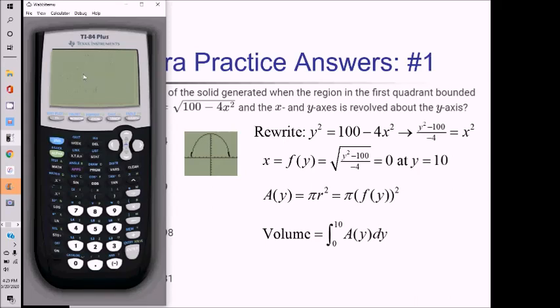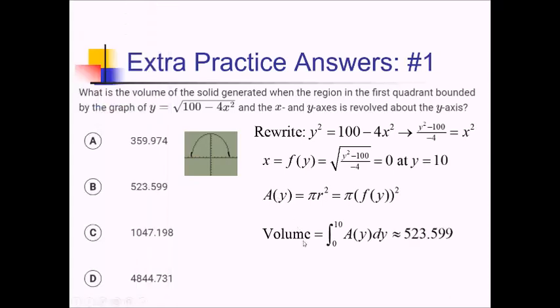Quitting out of there now, let me actually do my integral after all this. So math 9, we're going from 0 to 10, and now I'm going to do alpha trace y3 to bring up my A of y function. And although all of that's in terms of x, I'm going to make that okay by making this dx. So now my calculator will just treat it like we're treating the y down here. It's just a dummy variable after all. So we end up with 523.599 for that one, which ends up being answer choice B.